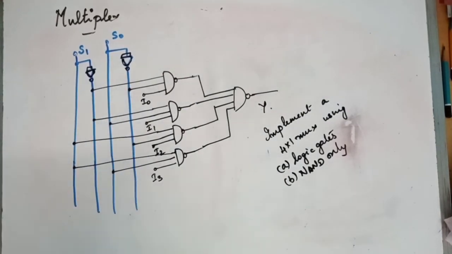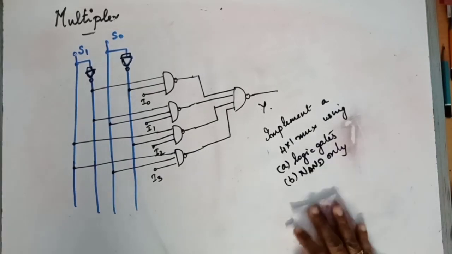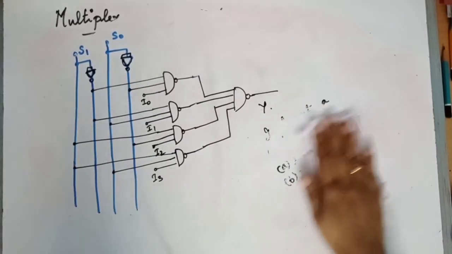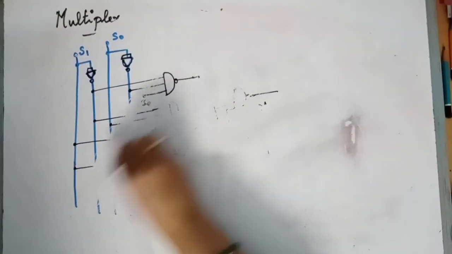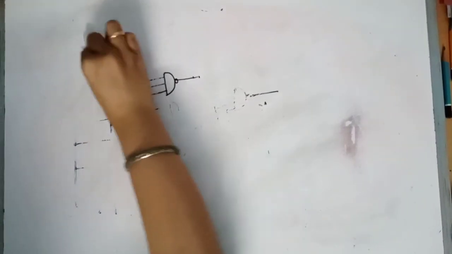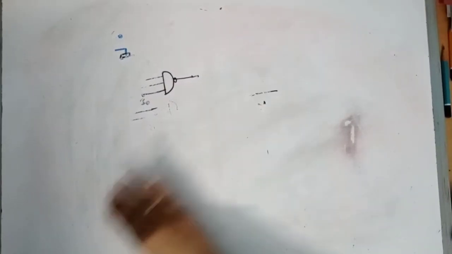Okay, so that is a multiplexer. Now there are many questions using multiplexer that are possible. In fact, many twisted questions can be asked using a multiplexer.